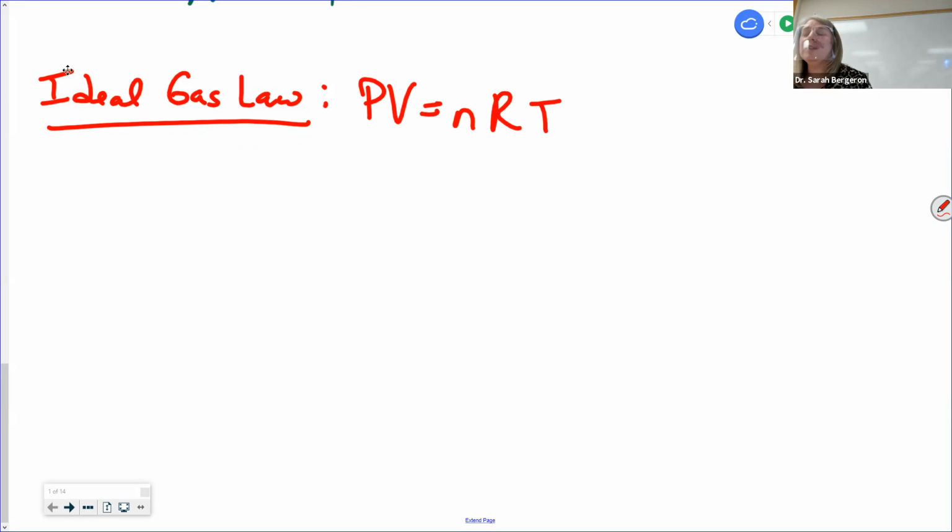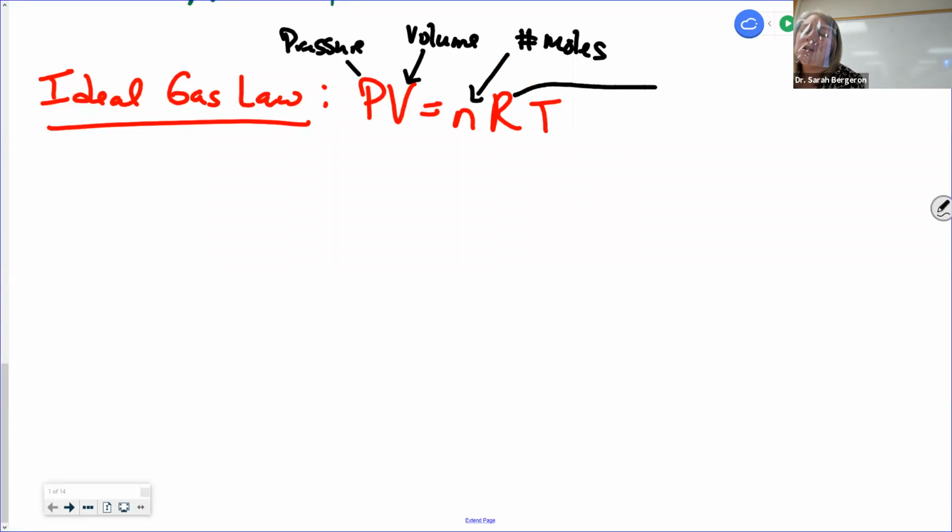So using this equation, you know that in order for this equation to work, the left side of the equation must equal the right side of the equation, right? Think about algebra. What does P stand for? Pressure. What is V? Volume. What is N? Number of moles. Okay, what is R?